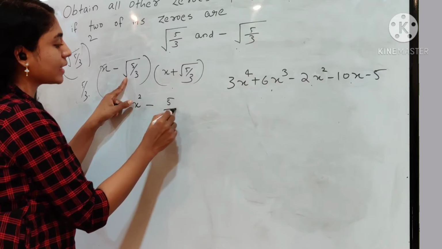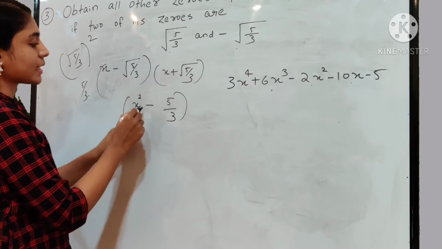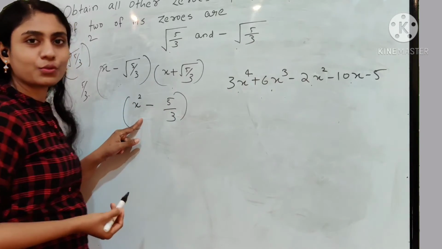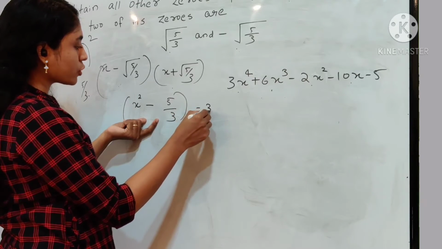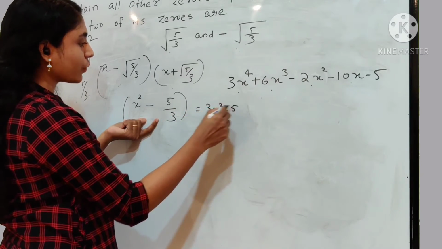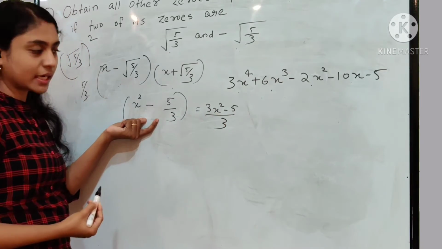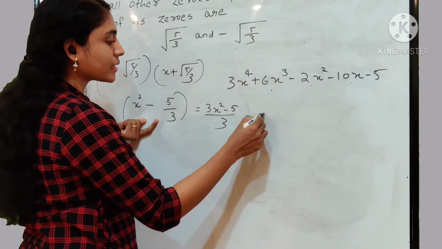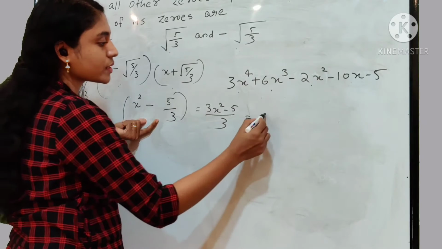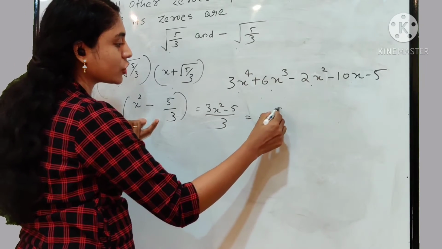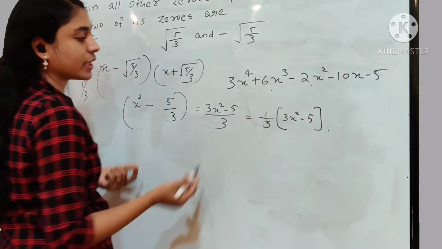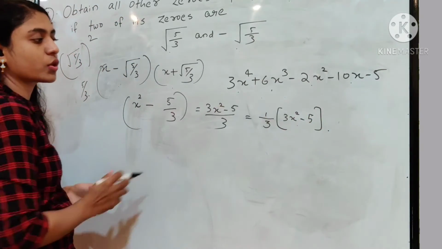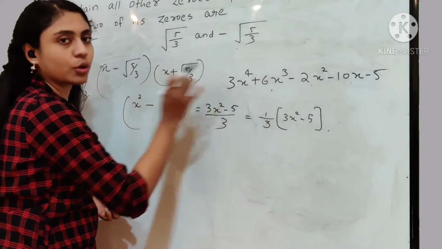So x square minus 5 by 3. That means x square minus 5 by 3 is a factor of this polynomial. So how will we simplify this? It is equal to (3x square minus 5) by 3, which can be written by taking 1 by 3 outside, so that it becomes 1 by 3 into (3x square minus 5). Understood? That means both 1 by 3 and 3x square minus 5 are factors of this polynomial.